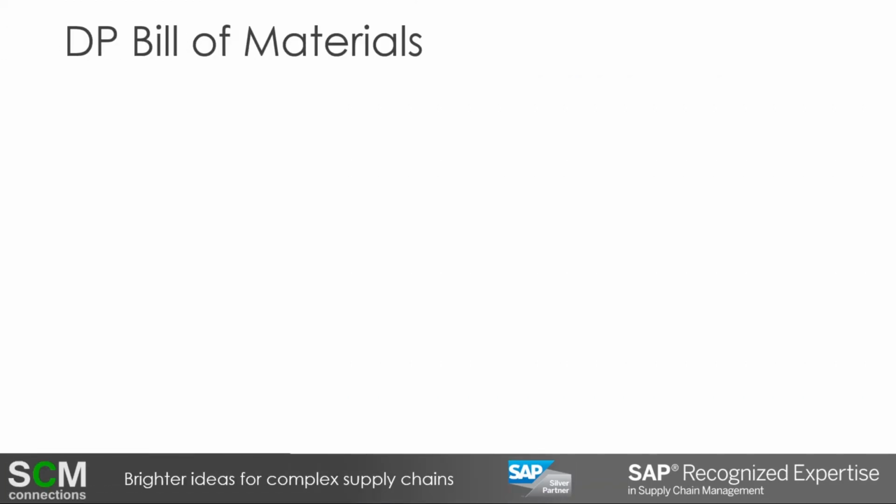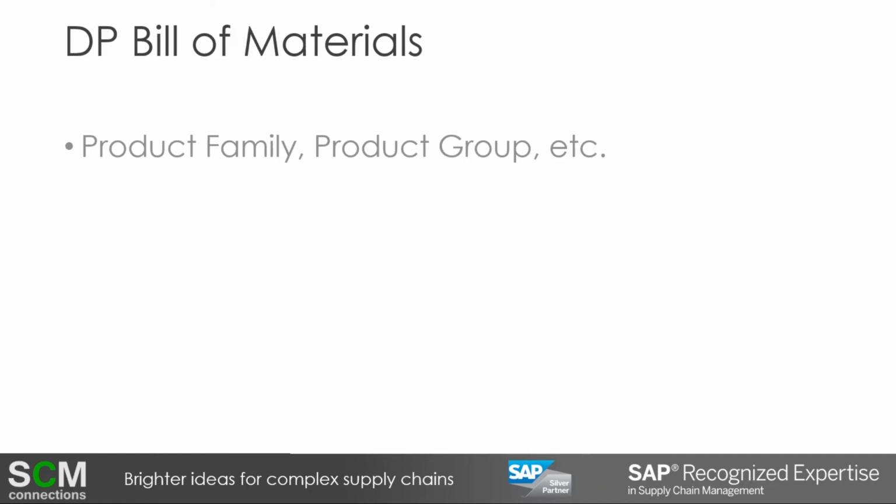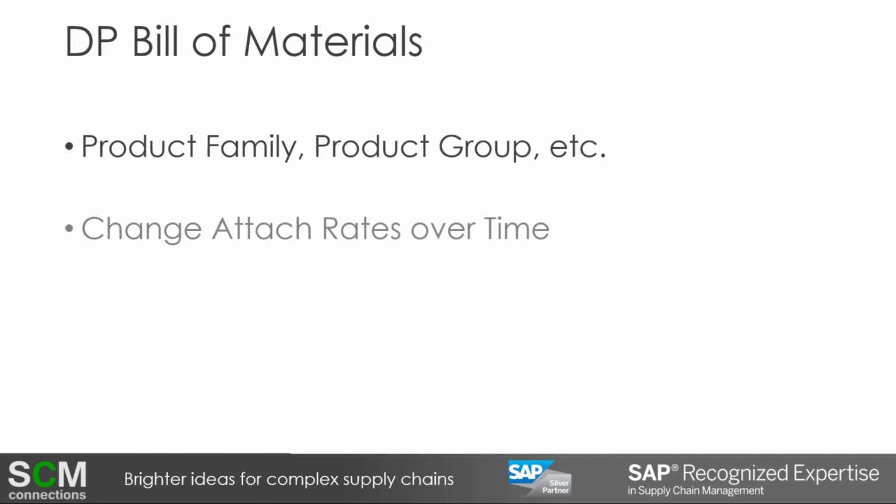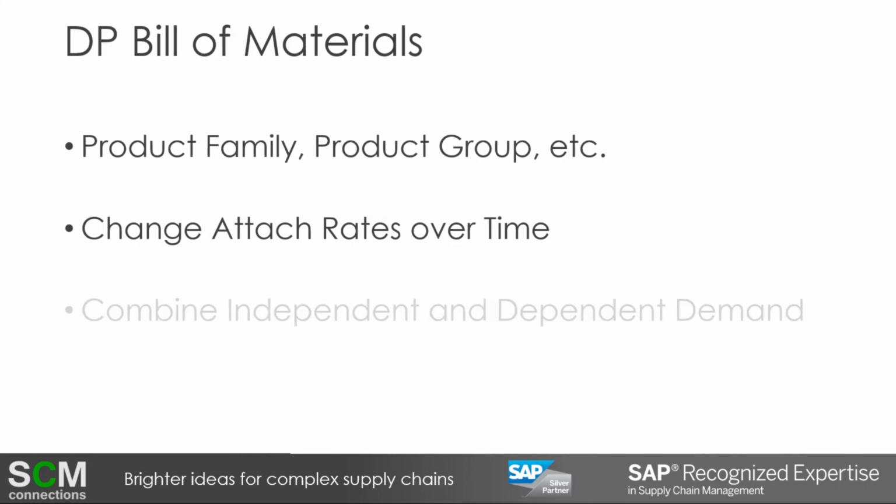Now beyond this example, there are other ways to utilize the demand planning bill of materials functionality in IBP. One example is you can assign attach rates to product families and product groups and other attributes in IBP beyond just the product ID. For example, you can assign an attach rate of box of nails to all hammers instead of just individual hammers. Another way you can model the demand planning bill of material in IBP is you can change your attach rates over time instead of having a static attach rate for every monthly time bucket. Finally, you can combine independent demand forecasts with dependent demand forecasts to come up with a total forecast for boxes of nails.